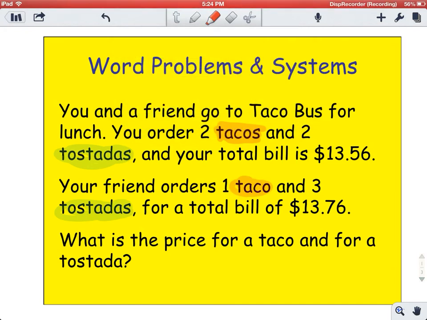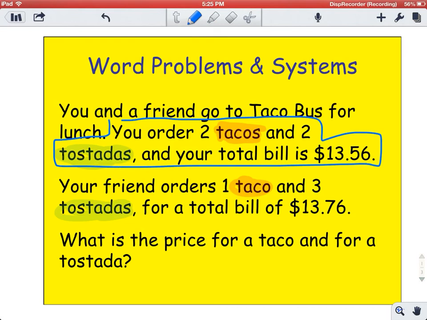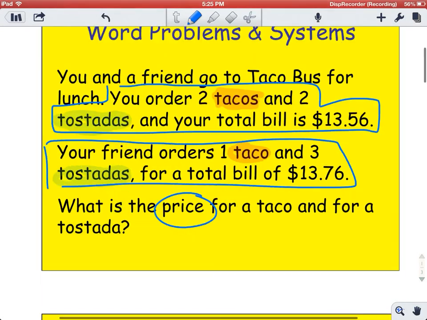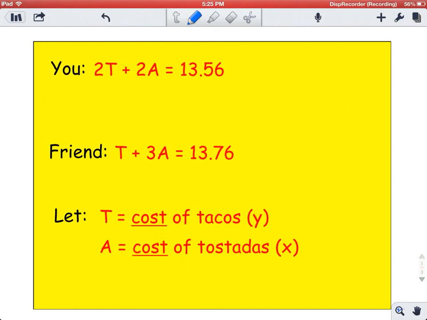I have an equation for me, and then I have an equation for my friend. And so we're going to try to figure out what the price is for each of these items. And you can see that we're creating two equations based on the information here. Here is the money that I spent. I ordered 2 tacos and 2 tostadas, and my friend spent $13.76 on 1 taco and 3 tostadas.